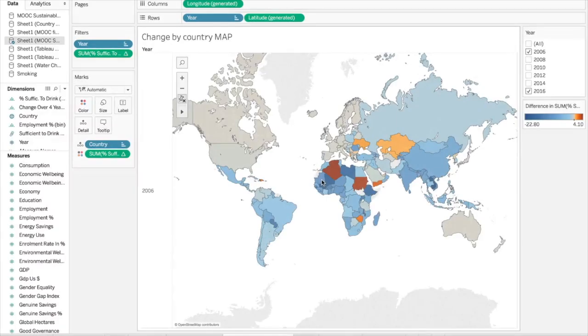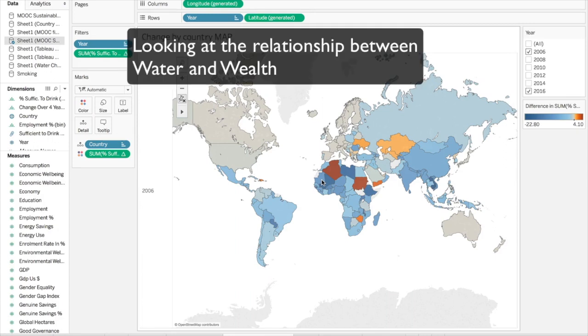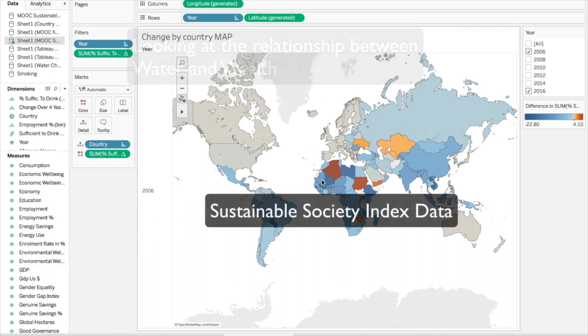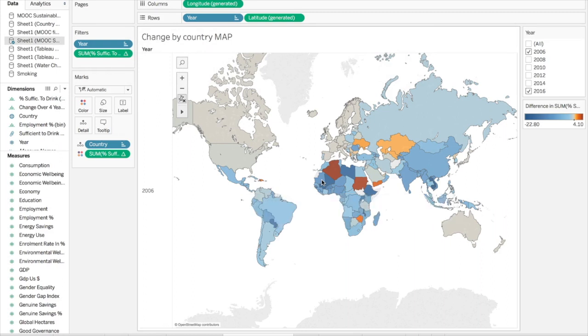So back to our story on water. We've been looking at the relationship between water and wealth. We are looking for a story on inequality and water. And we've been using the Social Sustainable Society Index to look at changes between countries and within countries over time.